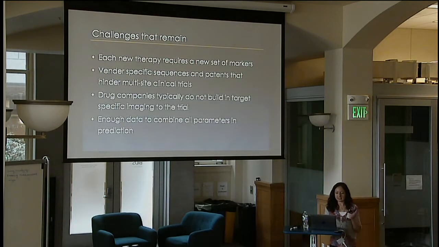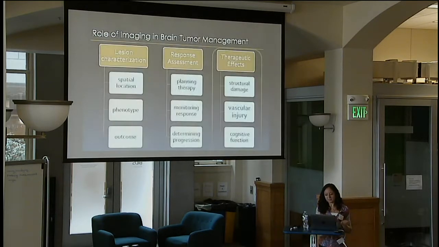So the challenges that remain for all of these is that each new therapy requires a new set of markers. Drug companies typically don't build and target specific imaging to the trial, so it's hard to get this data until you do research studies, and then it can often be too late. And how do you get enough data to combine all these parameters into prediction?